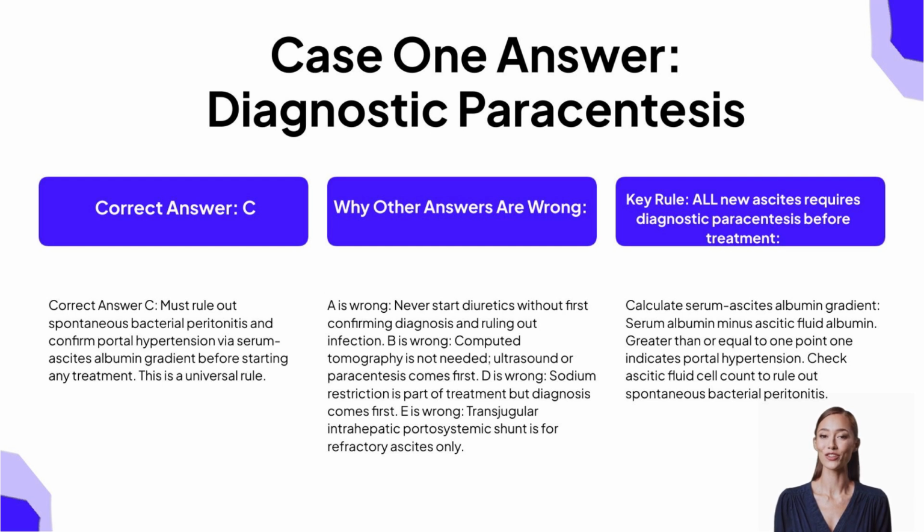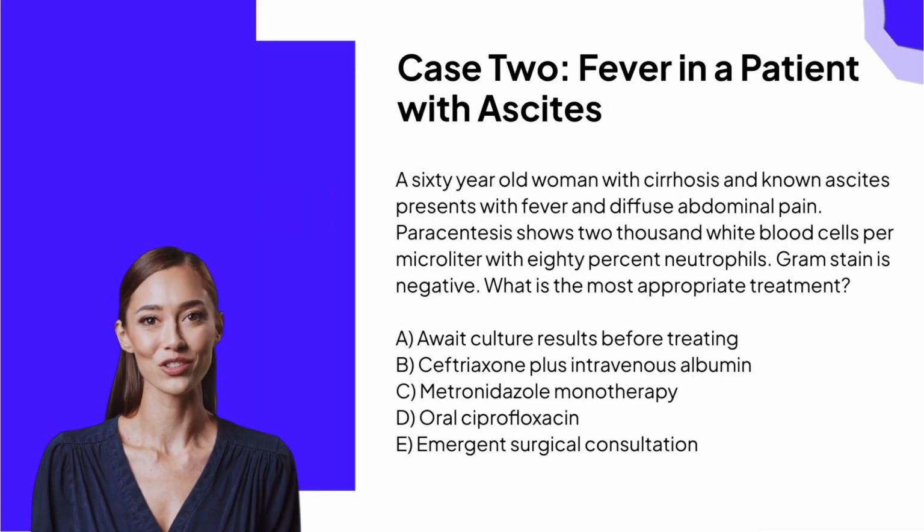A is wrong because you never start diuretics without first confirming the diagnosis and ruling out infection. B is wrong because computed tomography is unnecessary. Paracentesis gives you the answer directly. D is wrong because sodium restriction is part of treatment, but diagnosis must come first. E is wrong because transjugular intrahepatic portosystemic shunt is reserved for refractory ascites that fails medical therapy. Remember, paracentesis first, always. Question 2.